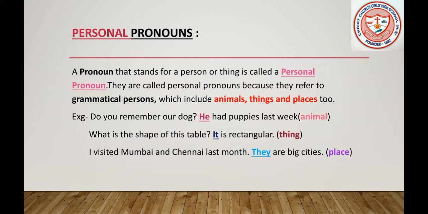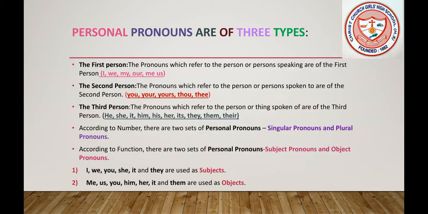Sentence 3. I visited Mumbai and Chennai last month. They are big cities. So in this sentence, they is the personal pronoun which refers to Mumbai and Chennai. And we all know these are places. Therefore, personal pronouns refer to grammatical persons including animals, things, as well as places. Okay? Now, personal pronouns are of 3 types. The first, person. The pronouns which refer to the person or persons speaking are of the first person. So I, we, my, our, me, and us, these are all the first person pronouns.